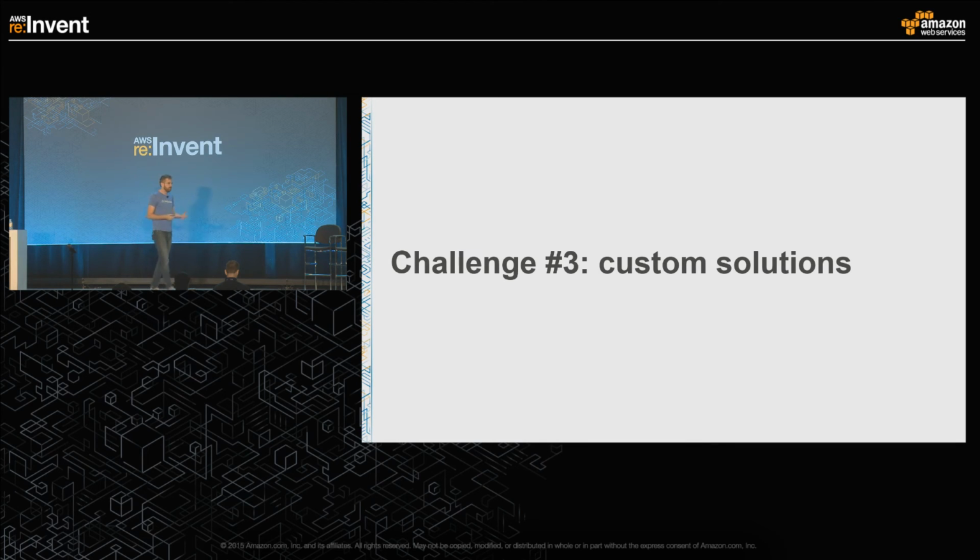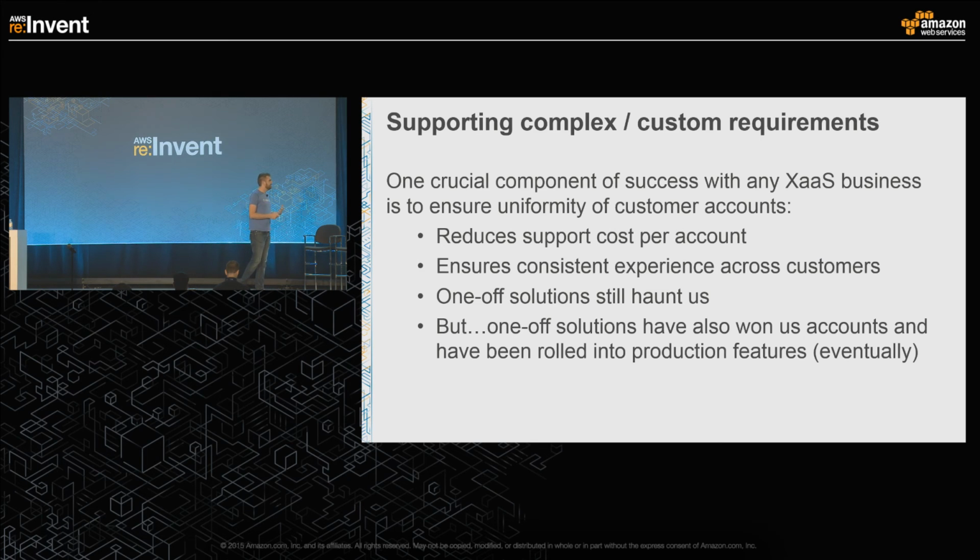So challenge number 3 that we face with doing this is, invariably when you build any kind of as-a-service business, the way you're going to make money is by ensuring the uniformity of customer accounts. And if you're delivering services within your own organization, the way that you reduce your own support overheads is by ensuring that there is uniformity of the service that you're delivering into the organization. It reduces support costs and ensures a consistent experience across customers. That's actually a really big thing.